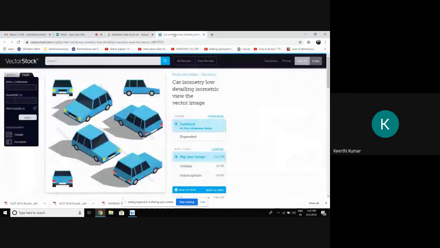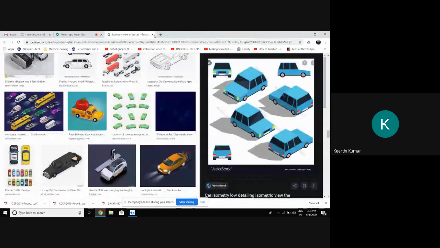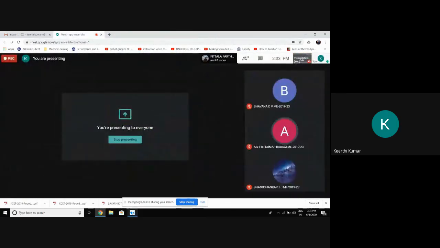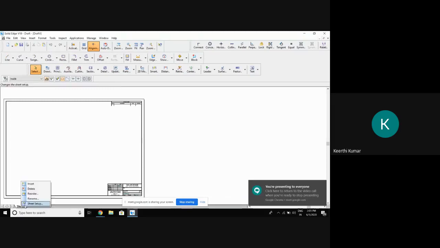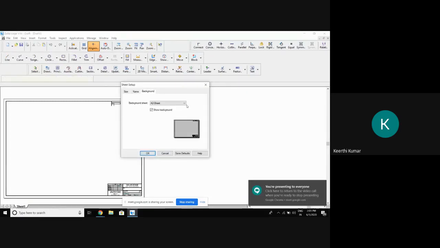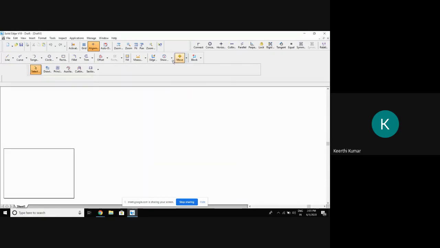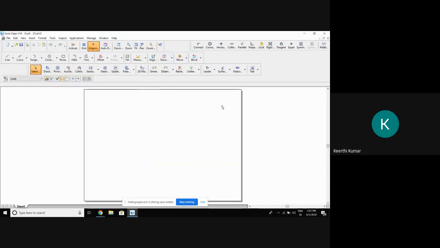Okay. Now I'll go with the Solid Edge software. So in the Solid Edge software, go for A4 sheet. Here I'll explain as per the theory method only, because many of you are not having the software. I'll explain the theory method only. You try to follow the theory method only.